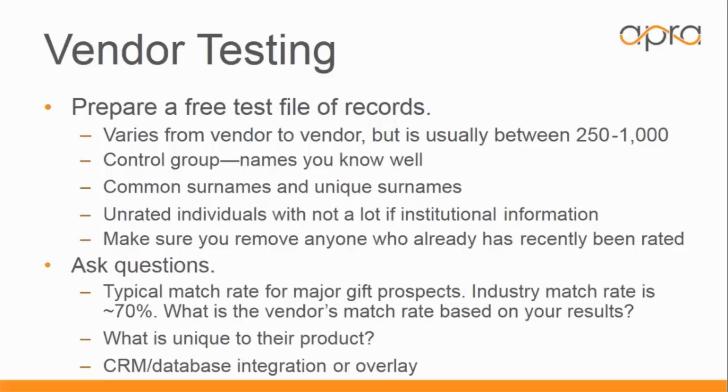Typical match rate for major gift prospects in this industry is around 70%. You want to keep track of that in terms of what the vendor's match rate is. Ask what is unique to their product. They'll love talking to you about that. And ask if there are any CRM or database integrations or overlays for their product to make it even easier for you to access that information.